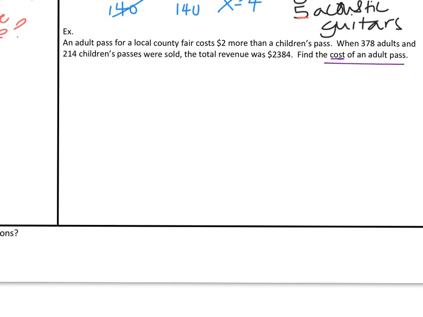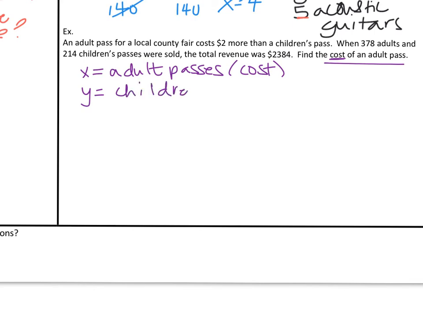Well, if we're looking for cost, we have 2 types of passes that are valid for this problem. We have adult passes, and that would be their cost. And then we have children's passes. So this isn't the number of passes sold. We already know how many were sold. This is the cost per pass.